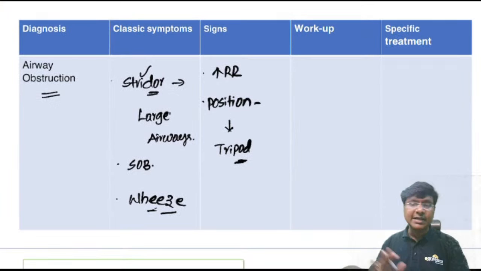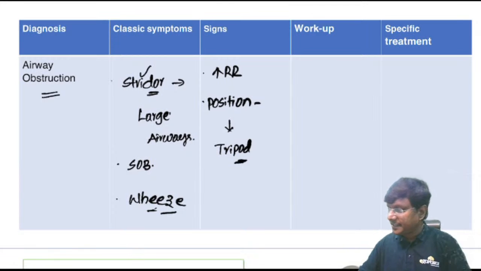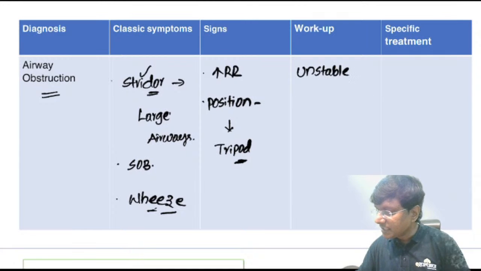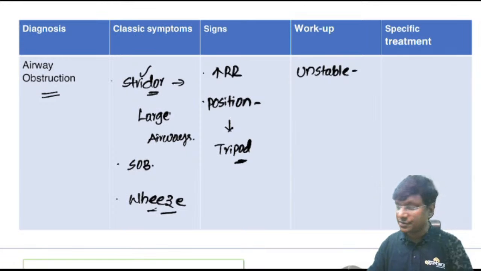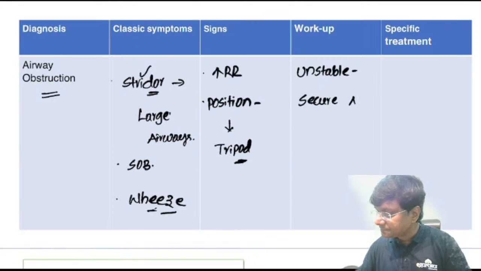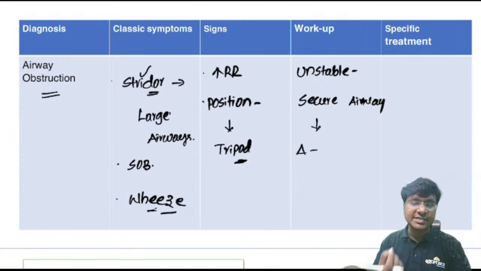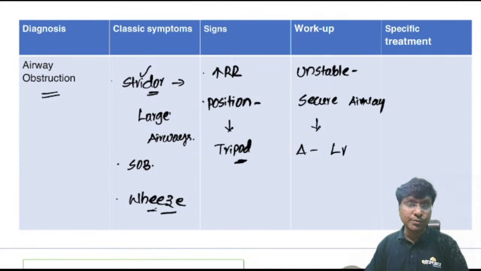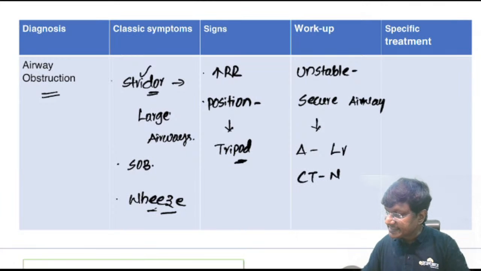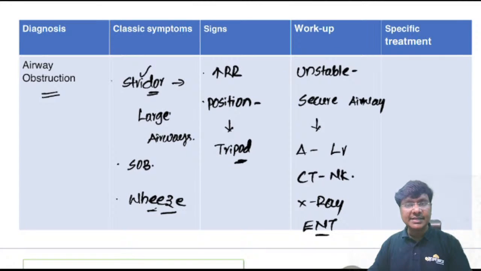Then how do you do the workup of this airway obstruction? If the individual is unstable, and unstable means there is tachypnea, tachycardia and desaturation, you need to secure the airway. Once the individual is stabilized, how will you diagnose the obstruction? Either we do a laryngoscopy, or a CT scan of the neck, or a chest X-ray and X-ray of the soft tissues of the neck. You also need to take an ENT consultation to look for the obstruction.